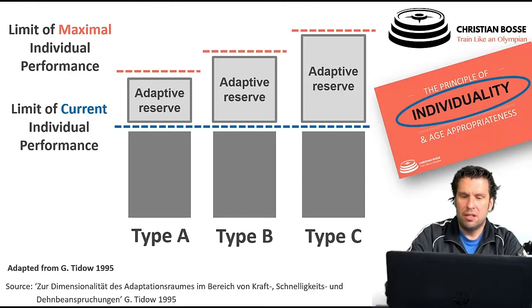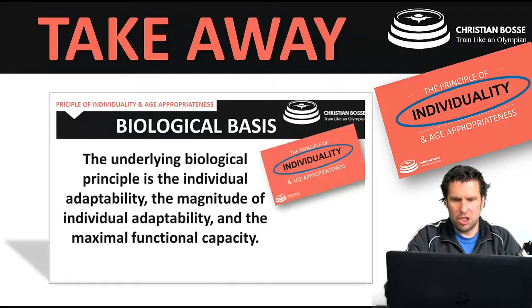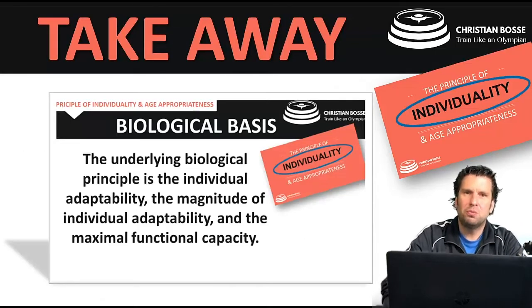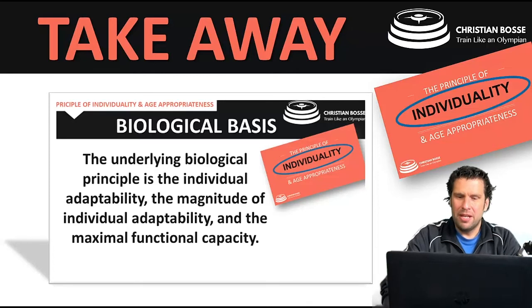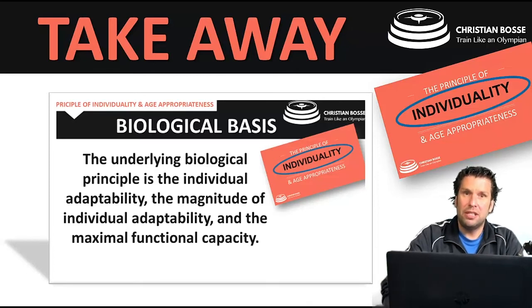Yeah? And he said the type A is a type where adaptation takes much longer. He came up with a 7-month adaptation type. Type B is a 5-month adaptation type. And the type C is a 3-month adaptation type. But again, complicated. But essentially what it says is what we said before. The individual adaptability is different. The magnitude is different. And the maximal functional capacity.